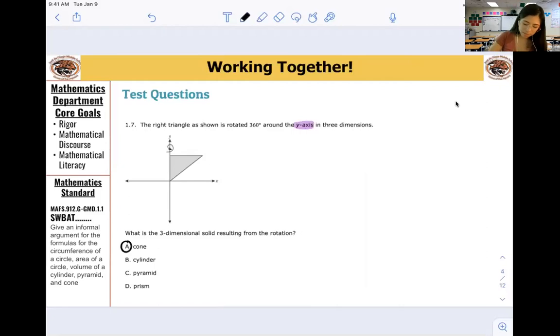So rotations also could be pretty easy on this test. If you get a rotation question, again, just make sure that you're reading it carefully, because if you don't read, then that's where things can go wrong. But since we read it carefully, it said it was going around the y-axis, so we know it's going to turn into a cone. What if it was the x-axis? What would happen if I rotated it around the x-axis? Try to picture it in your head and you can describe it.